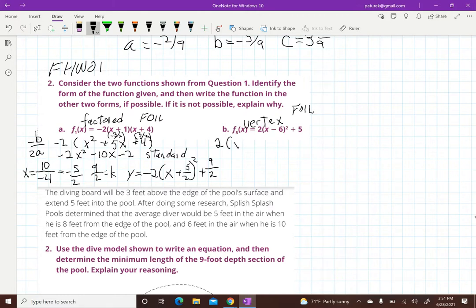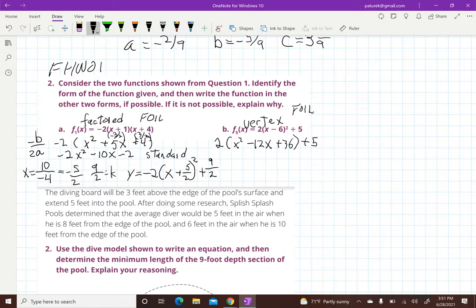Now by FOIL, we have x squared. For the outer term, it's minus 6x. For the inner term, it's minus 6x, so minus 12x. For the last two terms, negative 6 times negative 6 is positive 36. Close parentheses, and then add 5 to this at the end.